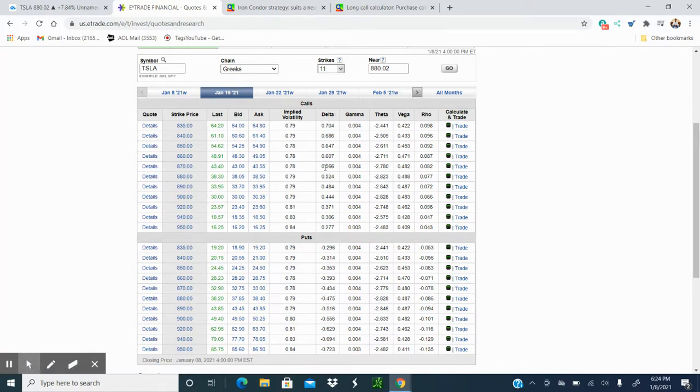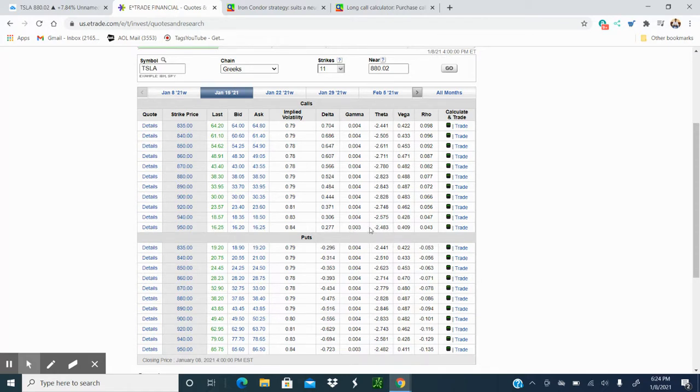So delta is how much the option will move per dollar. This is an options chain. The option will move 27 cents per dollar, and you have gamma and vega. The two most important ones I want to go over to keep the video short are delta and theta. See this negative? That means negative $2.48 per contract per day will be subtracted from the premium amount. That's time value, so this subtracts.